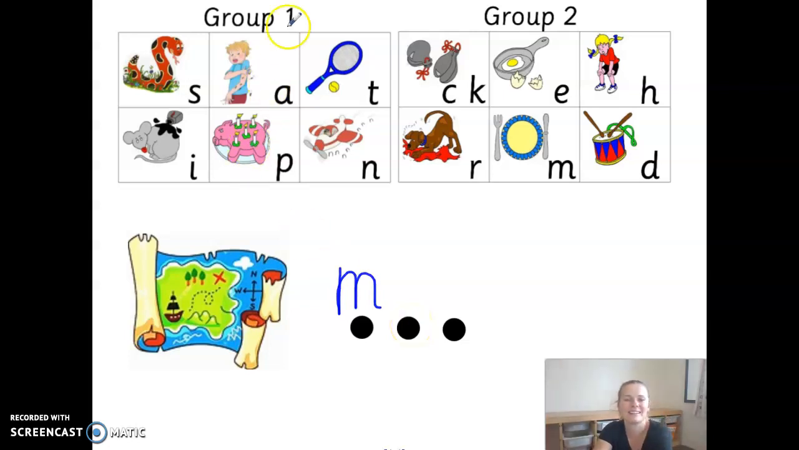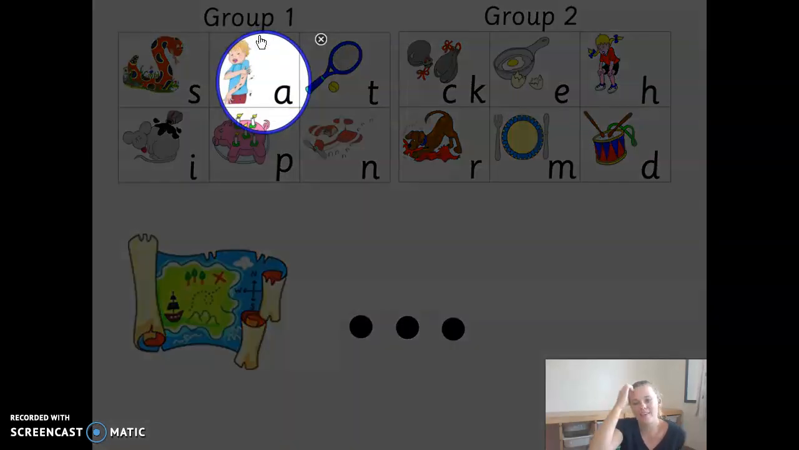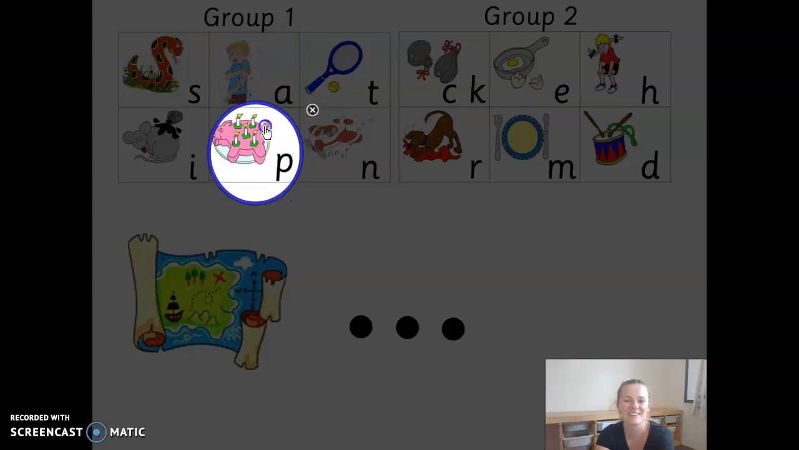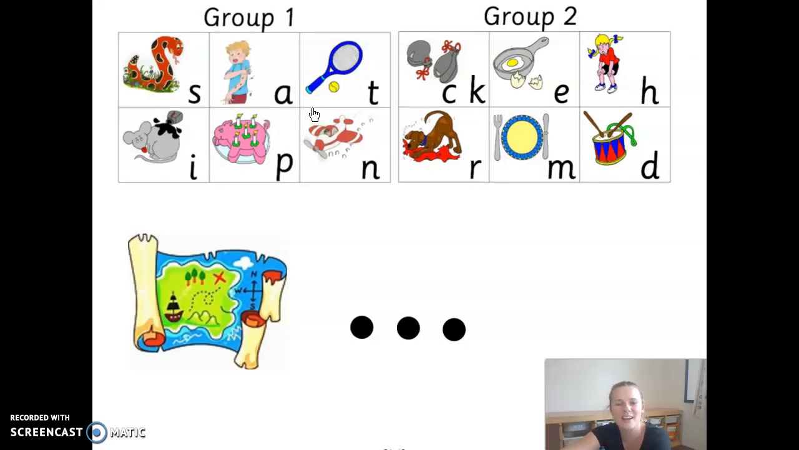Next is A. Everybody needs to write A. And when you're ready, what's at the end of map? P. Well done. Here it is. So let's write map. Well done. You should have written map.